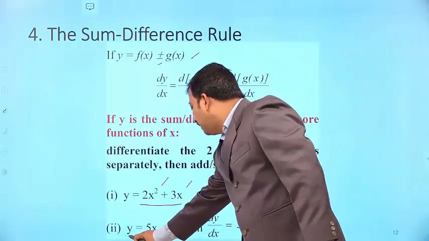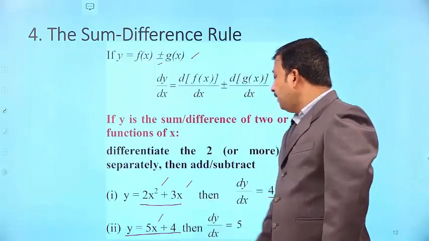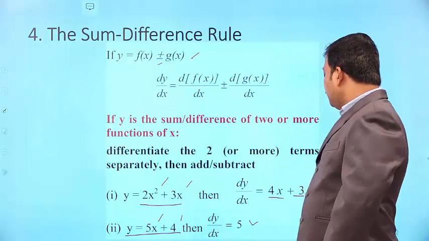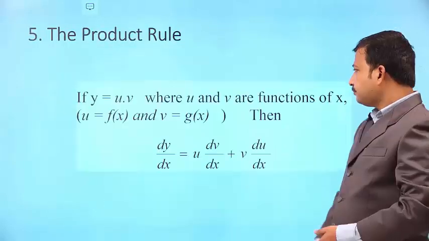So y equal to 5x plus 4. Derivative of 5x is 5 and derivative of 4, since it is a constant, is 0. So we will get the answer dy by dx.